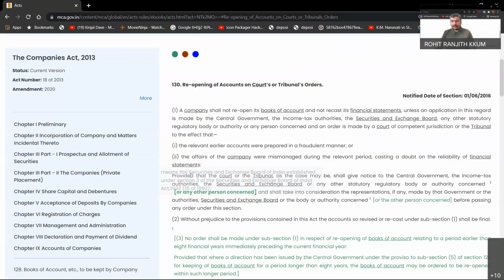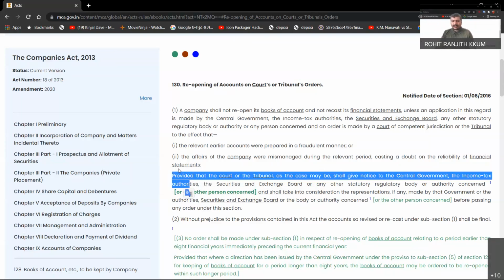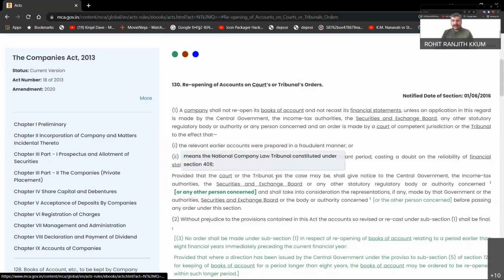Look, this is the proviso. Provided that the court or the tribunal, as the case may be, shall give notice to the central government, income tax authorities, the Securities Exchange Board, or any other statutory regulatory body or authority concerned or any other person concerned, and shall take into consideration the representations, if any, made by the government or the authorities before passing any order.